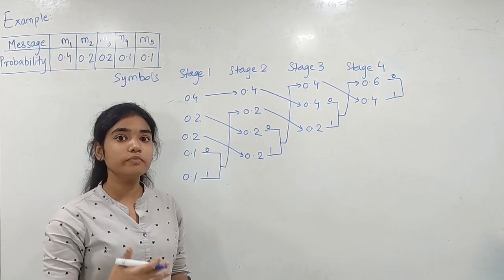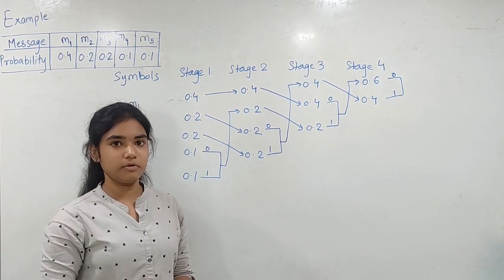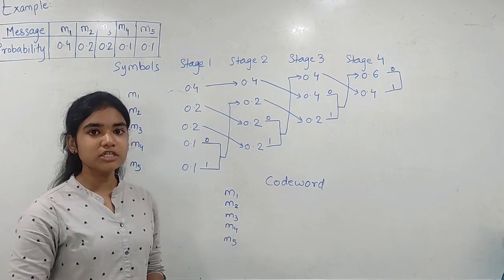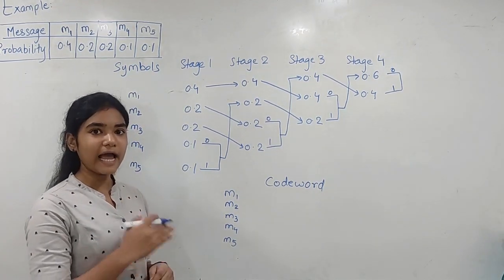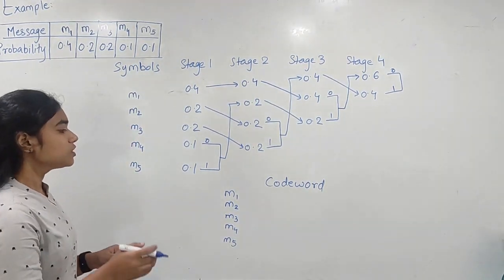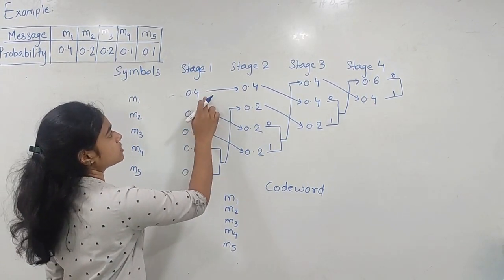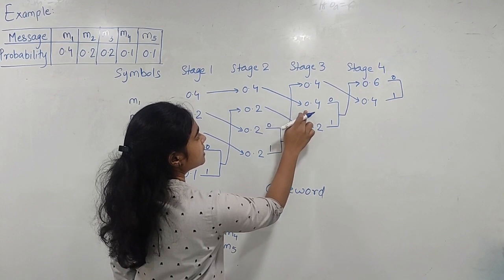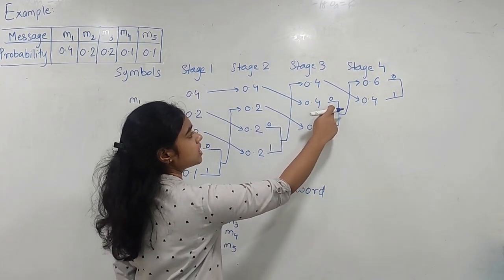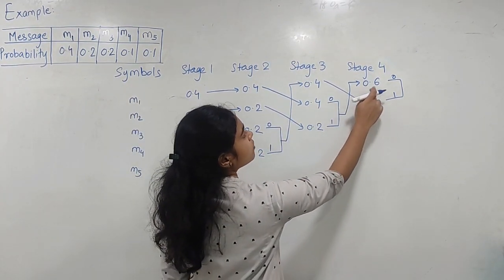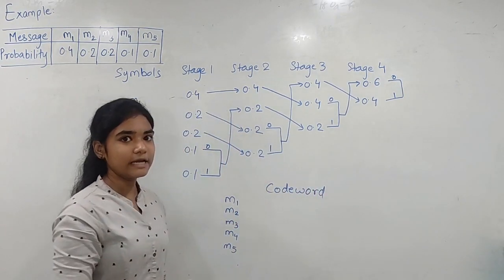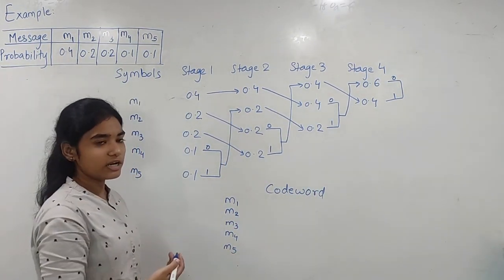Now let us see how we find the code word for the symbols. To find the code words, we simply have to track the arrows of the symbols. Let us see how we do that. For M1, let us track the arrows. The arrow goes here and then we encounter 0 first. After 0, we again encounter 0. We have to write them from right hand side to left hand side.